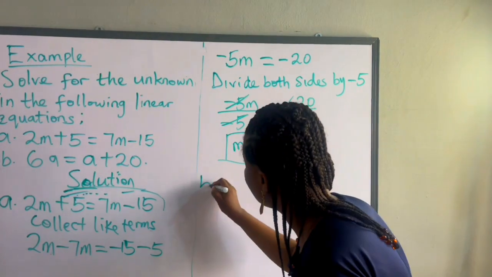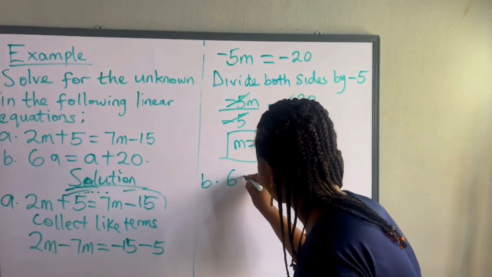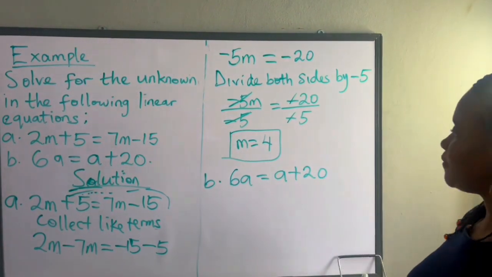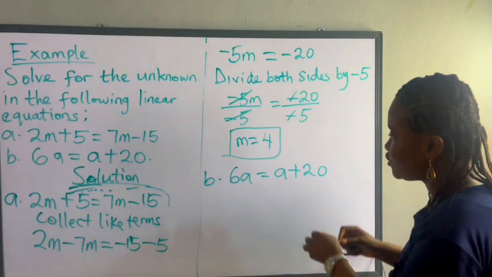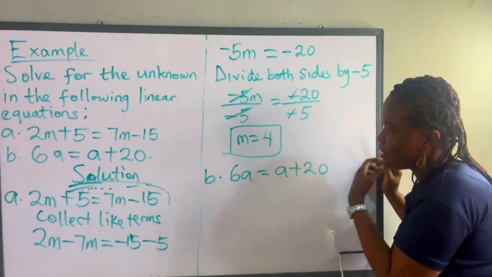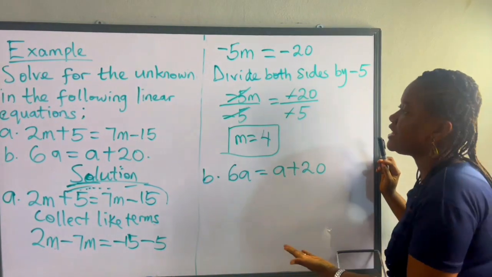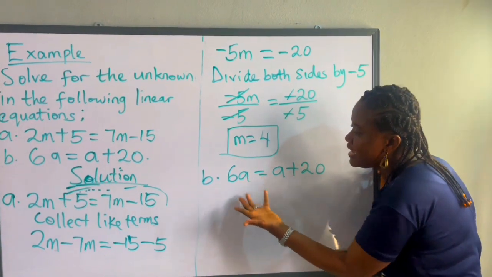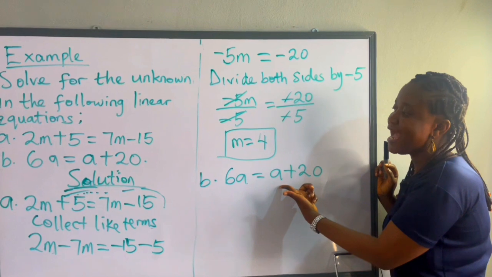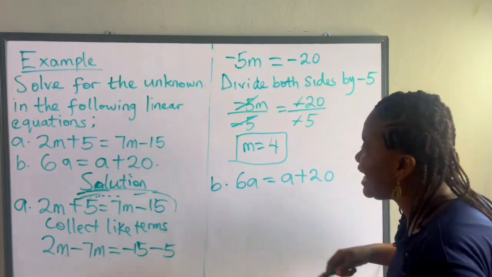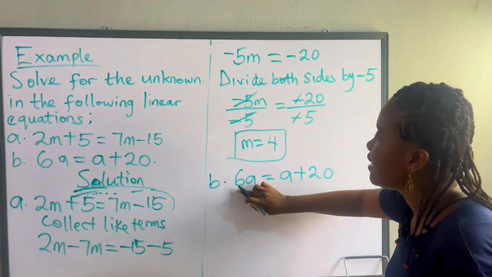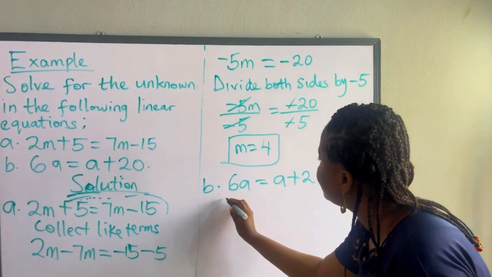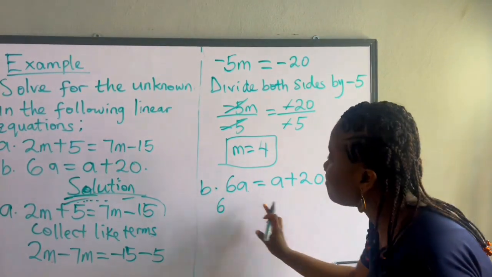So let's do the second one. 6a equals to a plus 20. Right? 6a equals to a plus 20. Now take a look at this one as well. You can see that there are identical variables. Variable a is on this side. Variable a is also on this side. So what do you do? You collect the like terms. We have 6a as a term here. We also have a as another term here. So you bring the ones that have the same variable together.